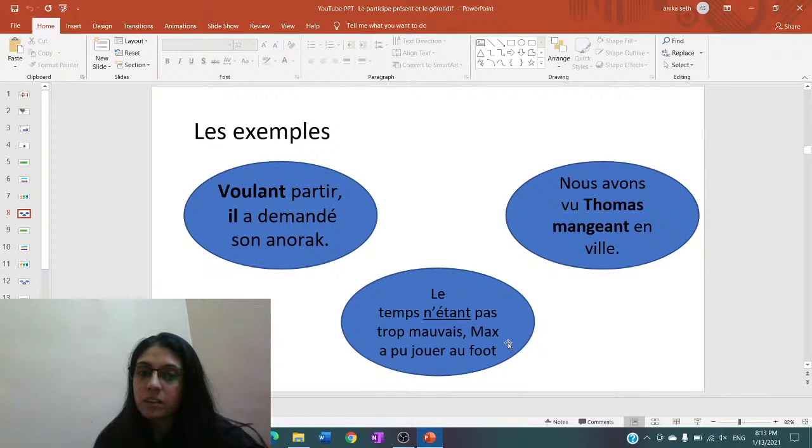Then the third one: le temps n'étant pas trop mauvais, Max a pu jouer au foot. Le temps n'étant pas trop mauvais. So n'étant pas, the present participle is étant, from the verb être. The weather not being too bad, Max could play football. So, the weather not being too bad.